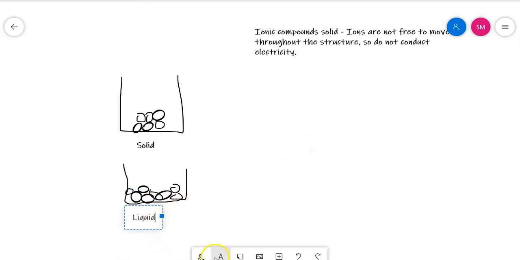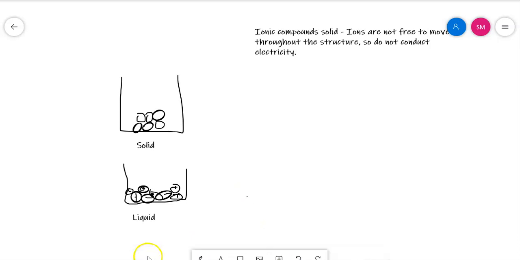So for an ionic compound, that will mean we've got the positive and negative ions, which are free to move past each other. It wouldn't look exactly like this. You wouldn't even need to show what the liquid looks like in a diagram, thankfully, because this hasn't helped.